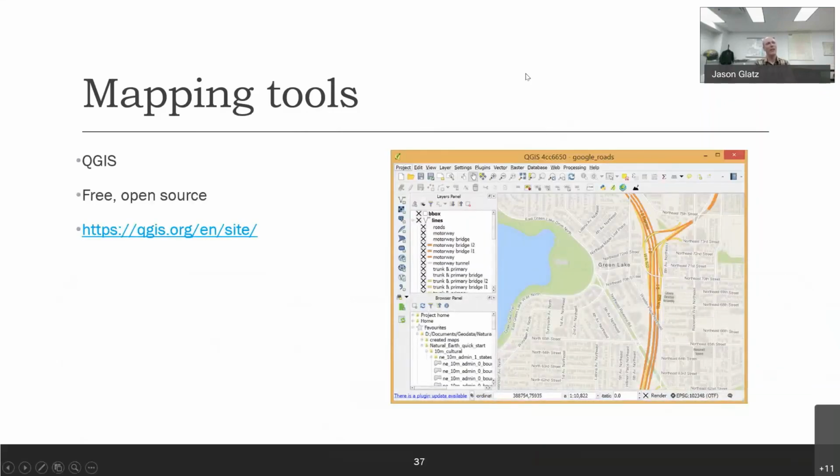QGIS, if you want to do this on your own, is a free open source GIS platform that is pretty feature packed, and it is comparable to Esri. It's not quite as polished, but it's free, and you can download it from the link.